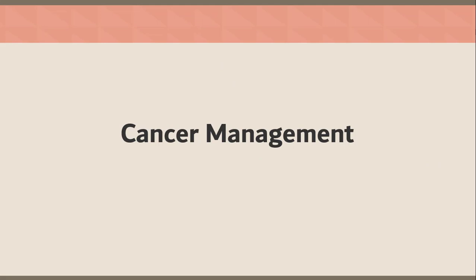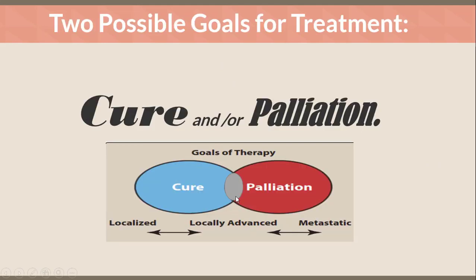Cancer management. There are two possible goals for the treatment of cancer: cure and/or palliation. When the tumor is localized, the physician will choose the cure pathway. If the cancer is metastatic, palliation is the best fitting solution. For locally advanced or stage 3 cancer, it is in between cure and palliation, and it depends on the healthcare team decision and treatment plan.